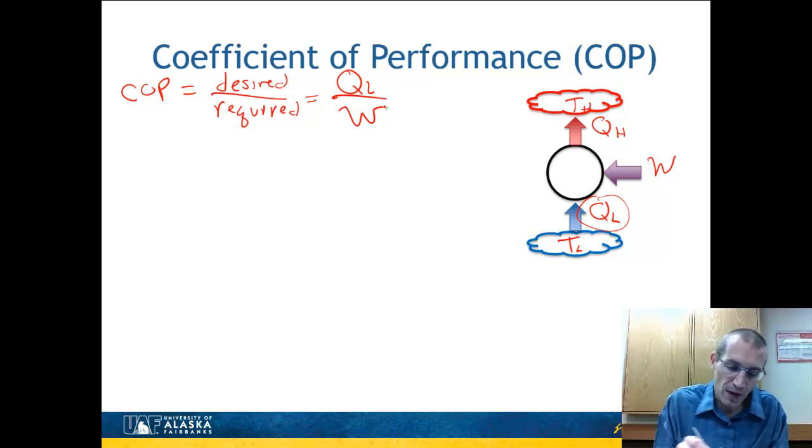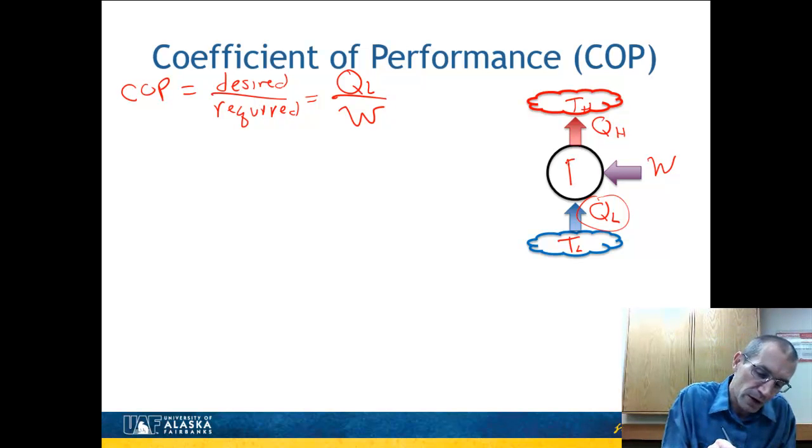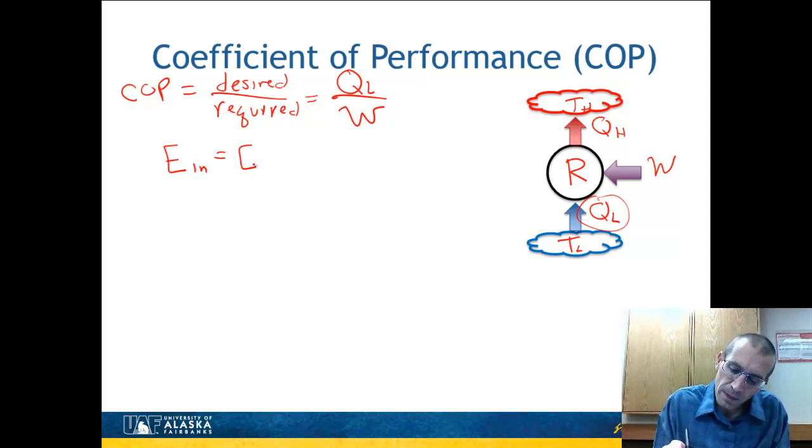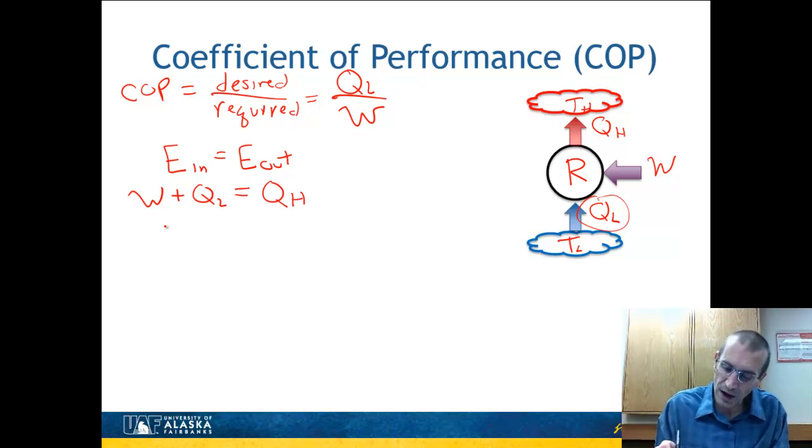Now let's apply the first law to my refrigerator. I'll put an R in there. All the components are inside that circle. And we know that the energy that goes in is the energy that goes out. So looking at the arrows that go in, I have W plus QL equals QH. I can rearrange that to W equals QH minus QL.